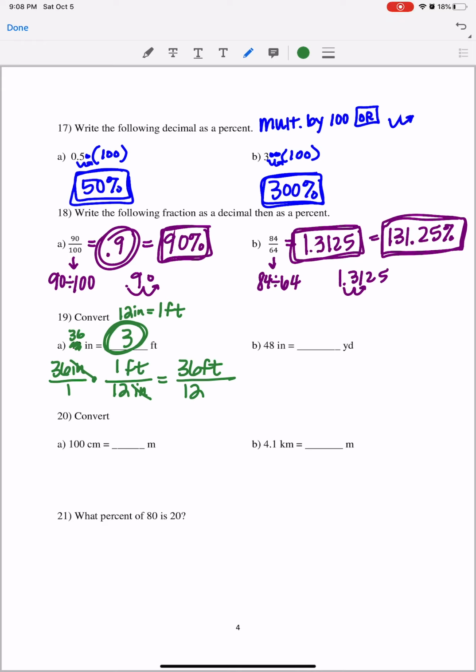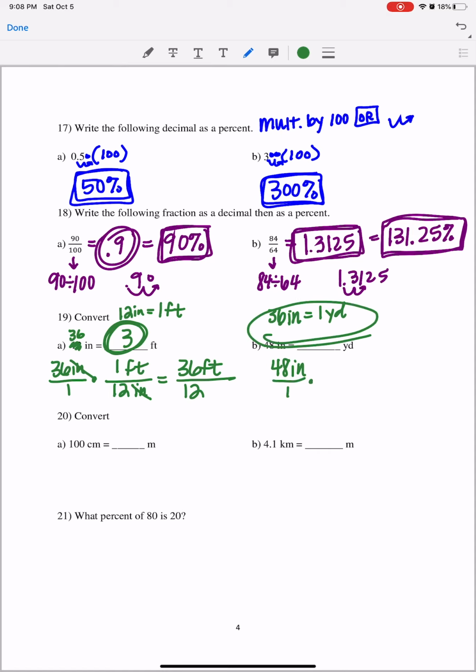Okay, B. Same thing, convert 48 inches into yards. So that means there's 36 inches in 1 yard. Okay, and again, we're going to give you these conversions here, so you don't need to memorize any of these. So 36 inches equals 1 yard. So start with the unit that they gave you. We've got 48 inches, and if you want to make that into a fraction, that's over 1.